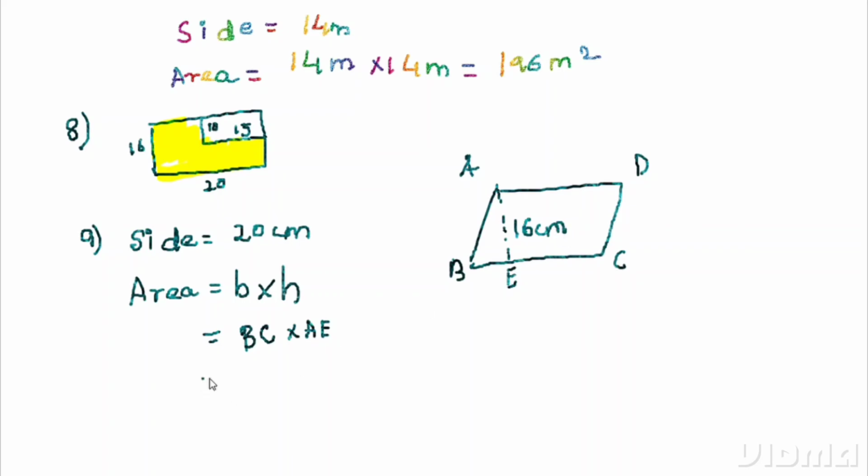Now let's substitute those values. Base BC is 20 centimeter and AE is 16 centimeter. So that gives me 320 centimeter square. So this was the area of the parallelogram. Now let's move on to the 10th question.